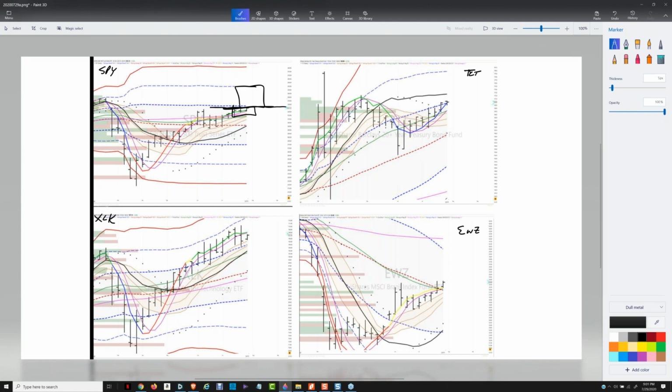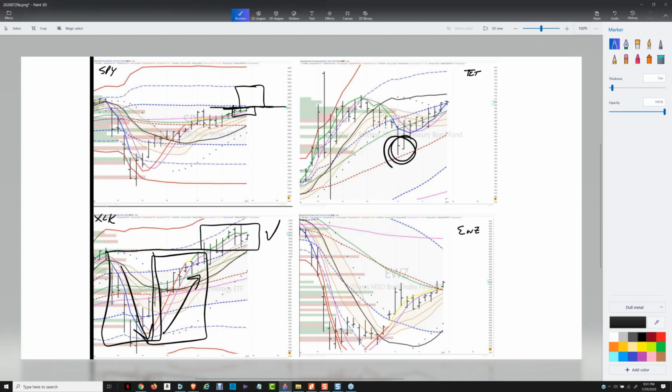XLK has this. The tech leaders have already made that recovery up the stack after the big sell-off in tech. So this is all good. That's showing you that the tech leaders are the ones. This little anomaly was to chase people out of their positions.